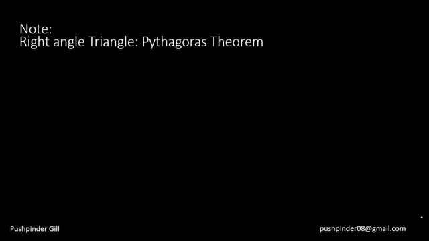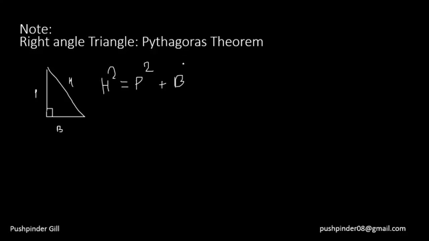Now the next topic that we have is right angle triangles. Okay, so I'm going to do right angle triangles. I suppose everyone knows what the Pythagoras theorem is. I'm going to put it down here. So if this is a right angle triangle and this is the perpendicular, this is the base, and this is the hypotenuse, I can say that h square is equal to p square plus b square.